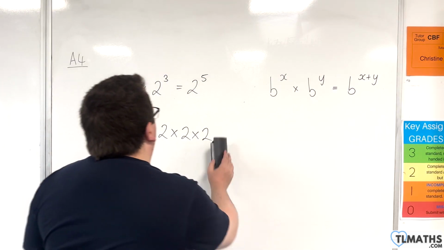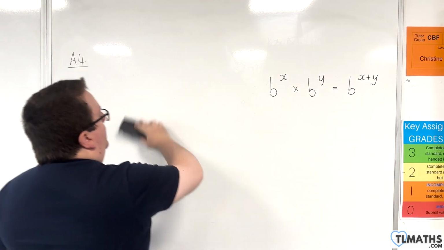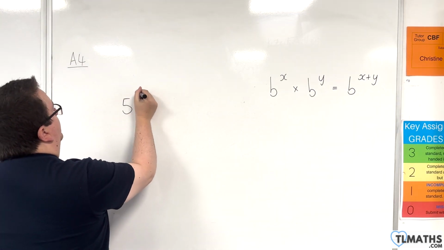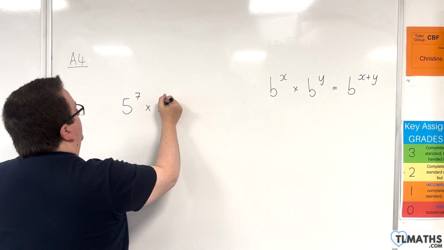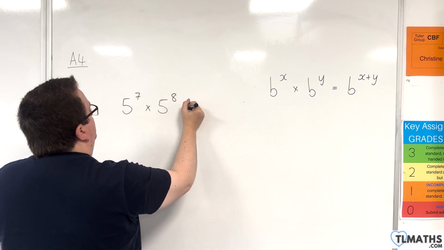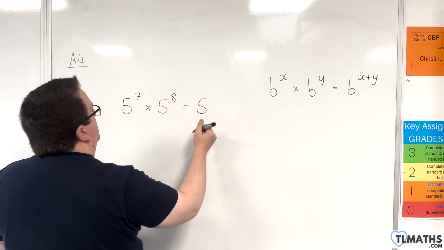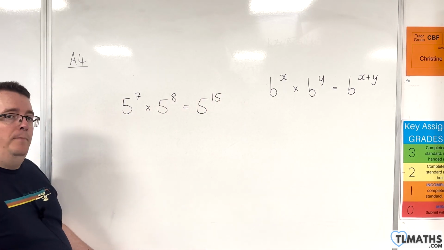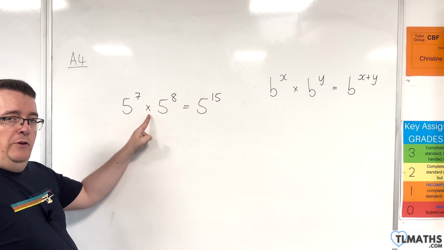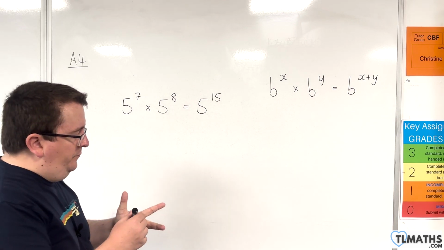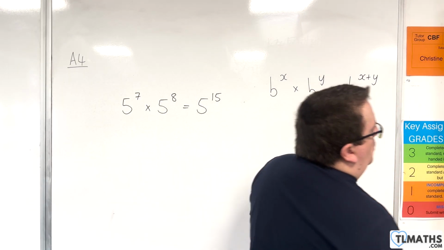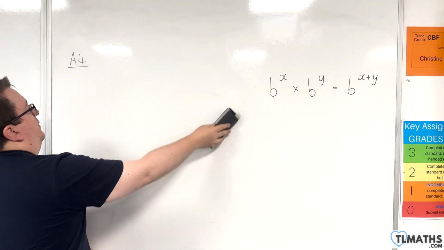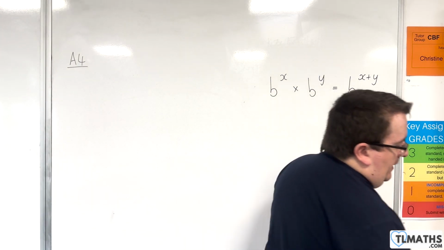So another example of this would be something like if I had 5 to the 7 and I was multiplying that by 5 to the 8, then this would be 5 to the power of 7 plus 8, which is 15. Okay, because I'm multiplying them together. So what we're going to want to do is use this rule to now multiply algebraic terms together.